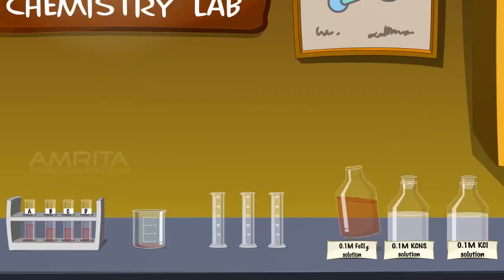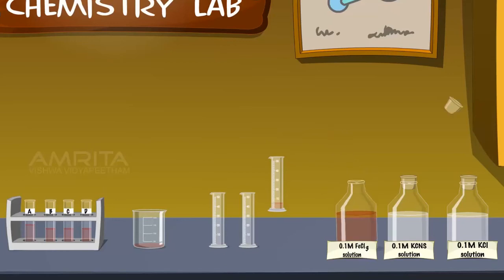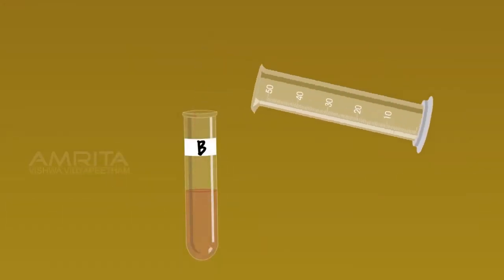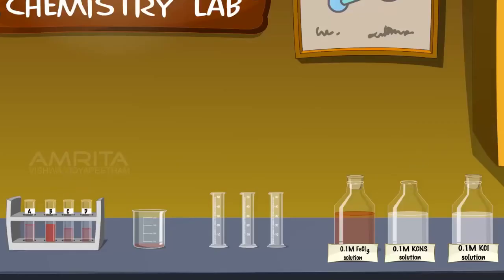Take 5 ml of ferric chloride solution in a measuring cylinder. Add it into the test tube B and shake the test tube well. The color of the solution deepens because the increase in concentration of Fe3+ ions results in more ferric thiocyanate complex and shifts the equilibrium in the forward direction.